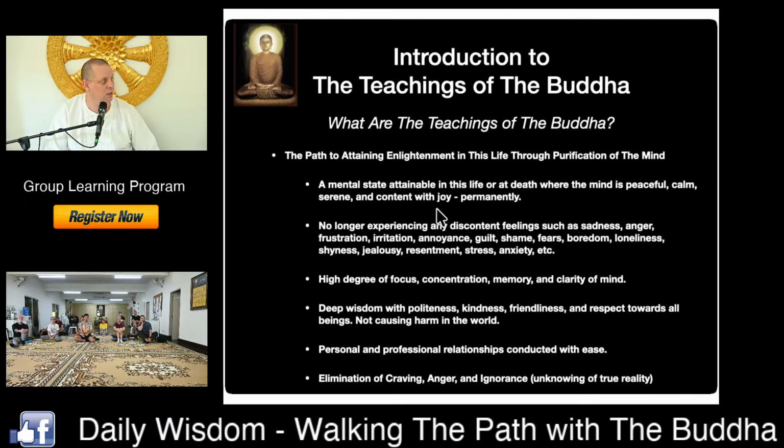When you get to enlightenment, not only is the mind peaceful, calm, serene, and content with joy, but you're not experiencing any of these discontent feelings. You've heard me say this list already at least two or three times in the class. All of that has been eliminated because you've uprooted the causes and conditions that are producing it. It's the mind's pollutions that are actually causing these. So when you purify the mind and get rid of those pollutions, you'll no longer experience these discontent feelings. And because you've gotten rid of the pollutions, the mind is now performing optimally. You'll have a high degree of focus, concentration, clarity, and deep memory, because your mind's no longer polluted with these pollutions.